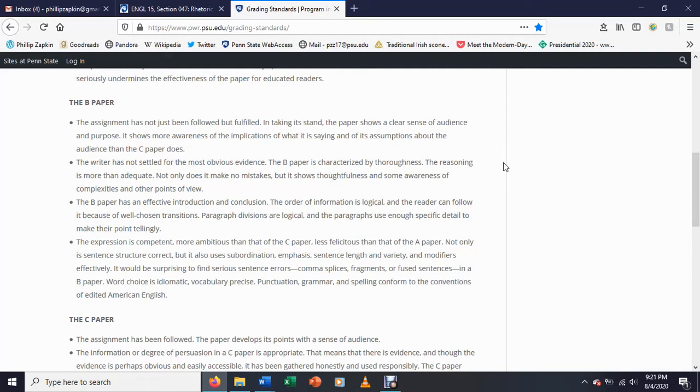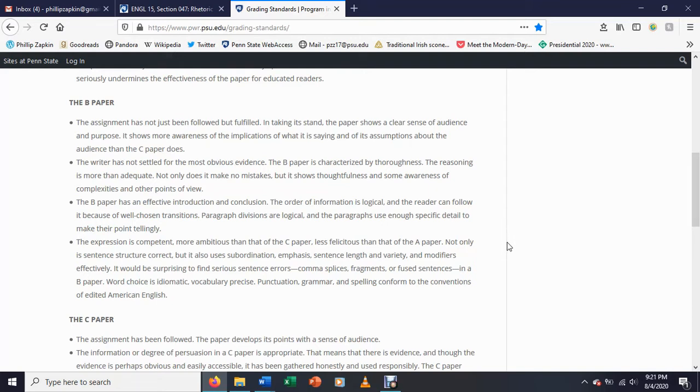The reasoning is more than adequate. Not only does it make no mistakes, but it shows thoughtfulness and some awareness of complexities and other points of view. The B paper has an effective introduction and conclusion. The order of information is logical, and the reader can follow it because of well-chosen transitions. Paragraph divisions are logical, and the paragraphs use enough specific detail to make their point tellingly.